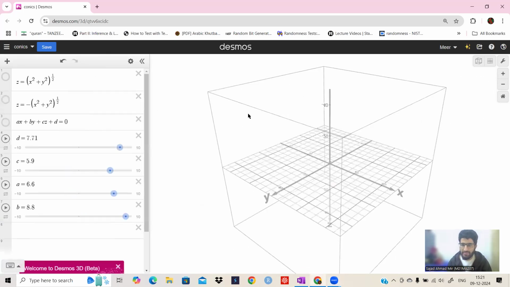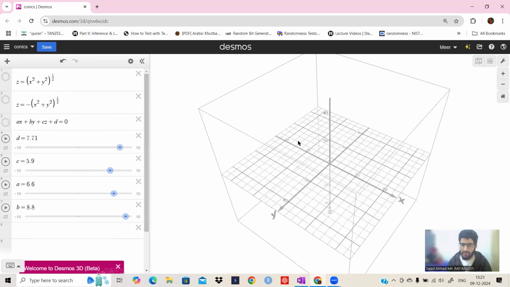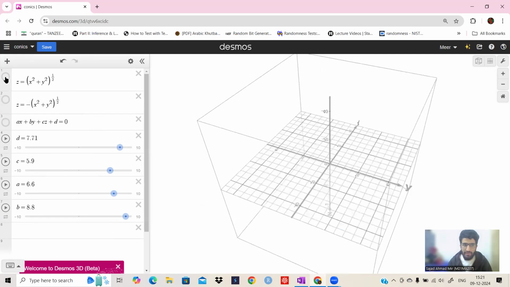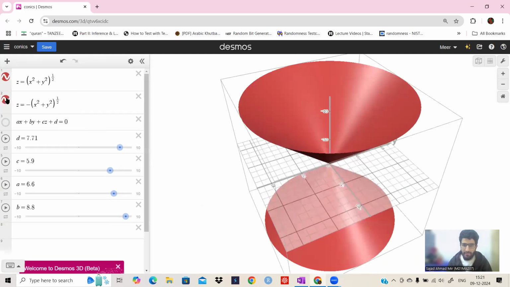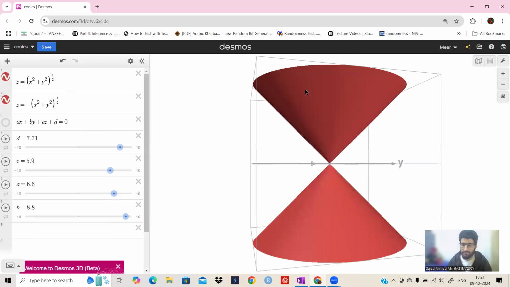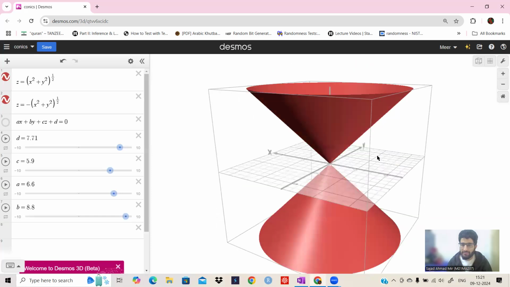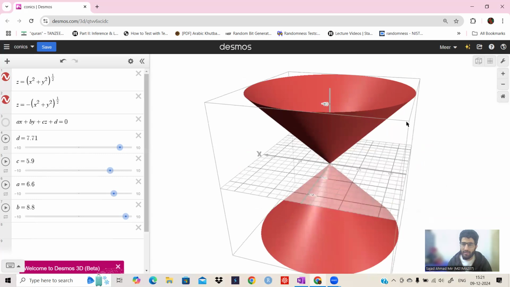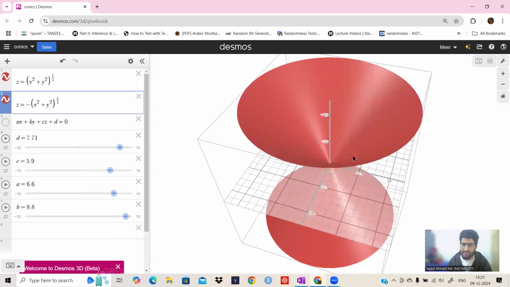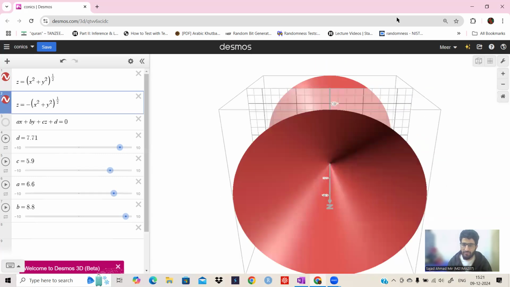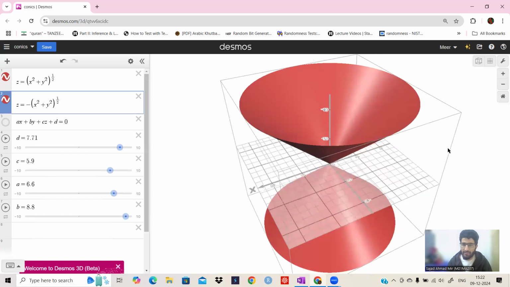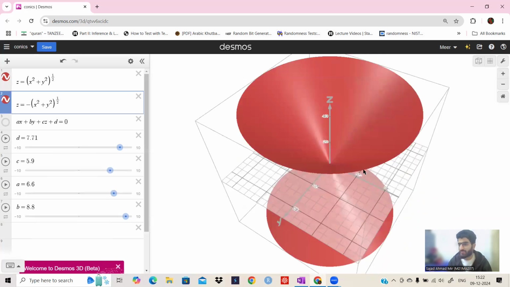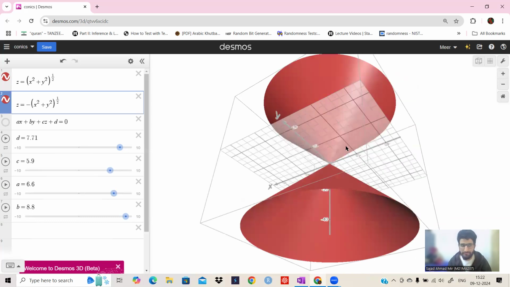So here I have a three-dimensional space and a cone is a three-dimensional surface. So I will add that cone here. This is a double-napped cone. This surface is generated by rotating a line along a fixed axis, in this case the z-axis. So if we rotate a line with a fixed angle along the z-axis, then we get this surface of revolution, which we call a cone.